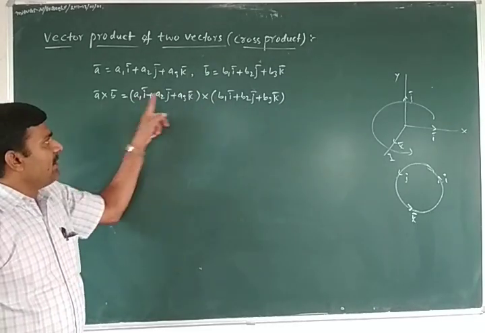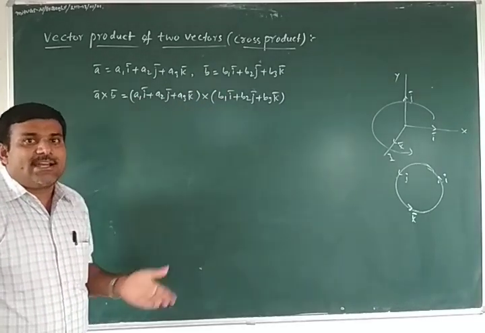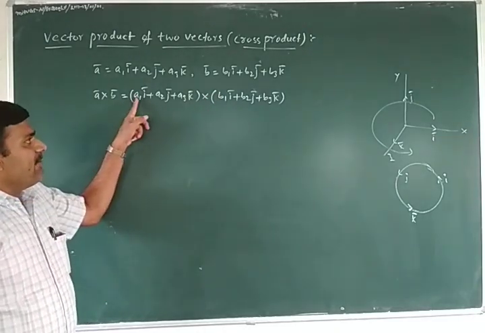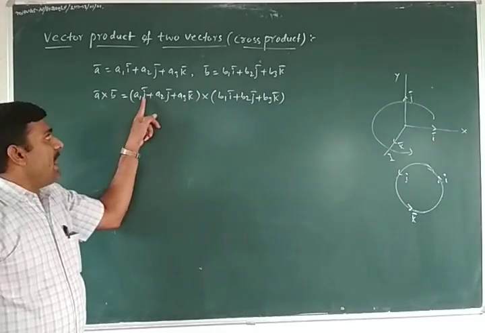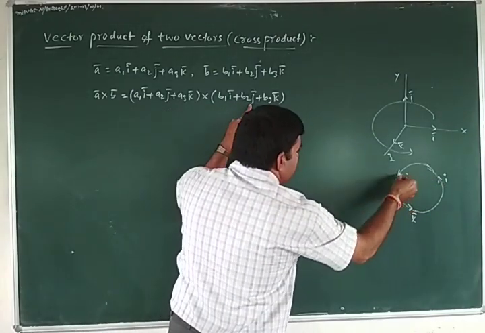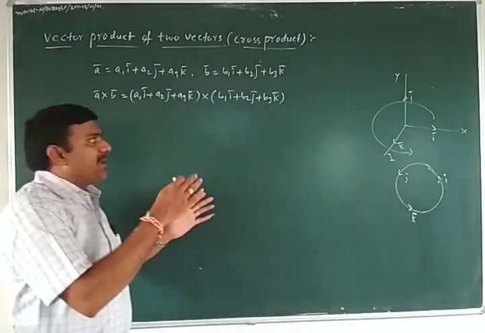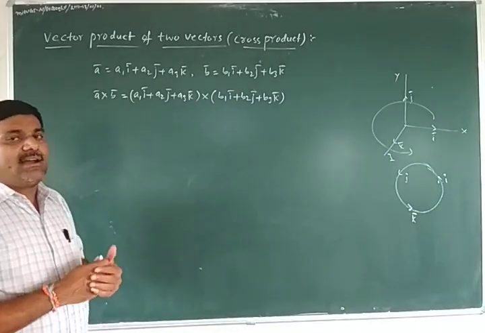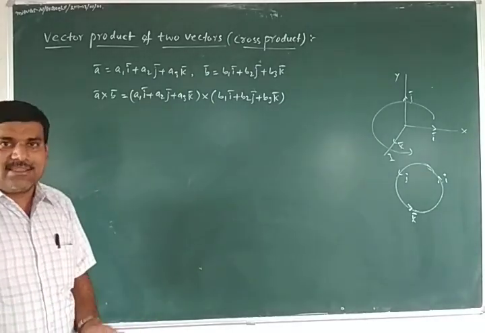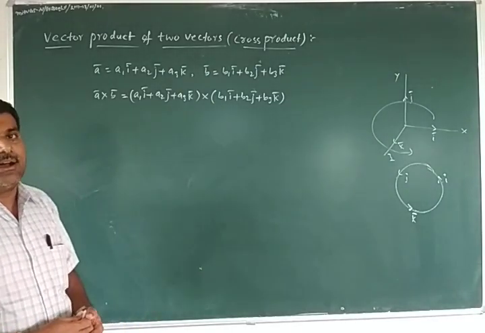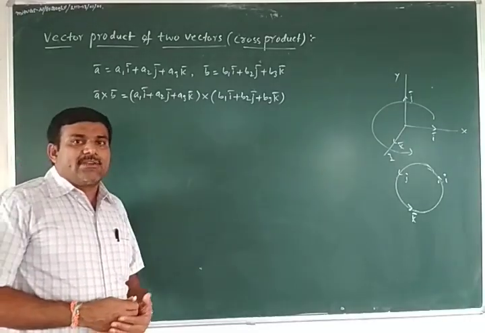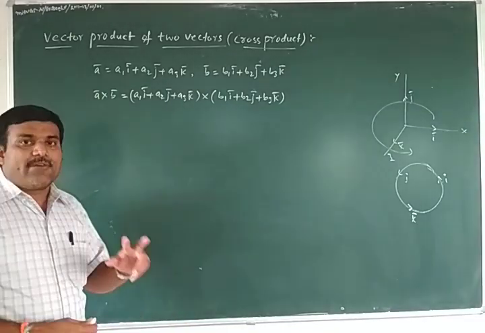A1 B1 I bar cross I bar. You know that I bar cross I bar is 0, so you need not write it. Similarly, A1 B2 I bar cross J bar, and I bar cross J bar value is K bar. When we multiply like this, we get the cross product of these two vectors. Simply, we can also use the determinant form to find the A bar cross B bar value. That is the easiest method, and that method can only be followed when finding the cross product of two vectors.